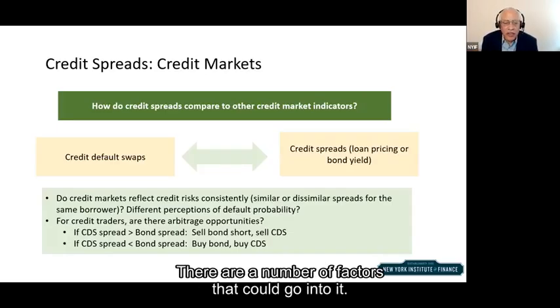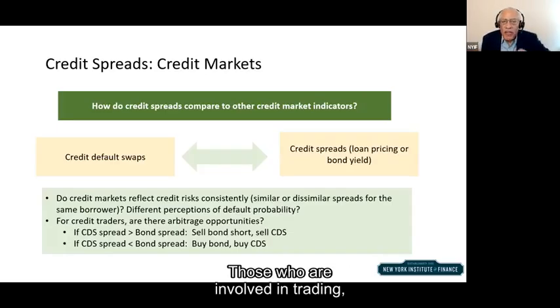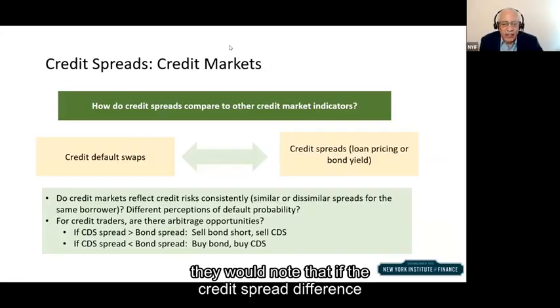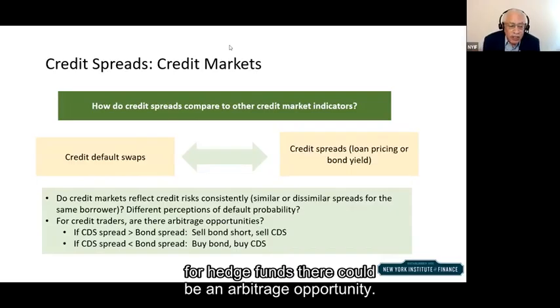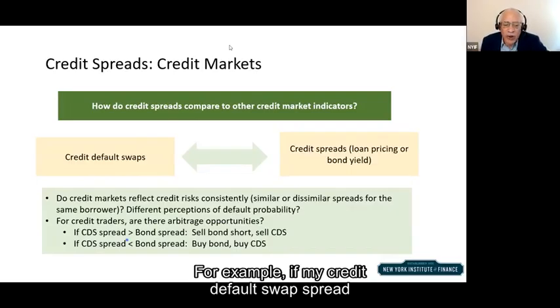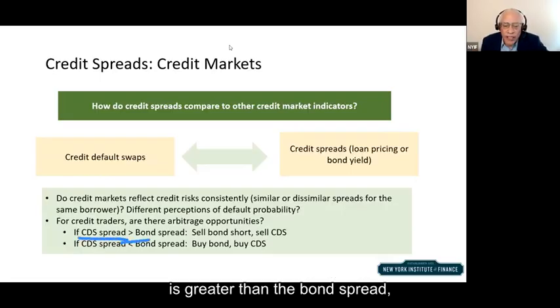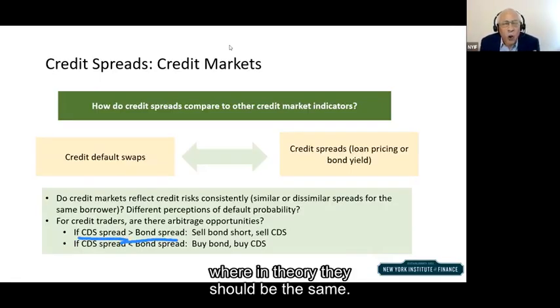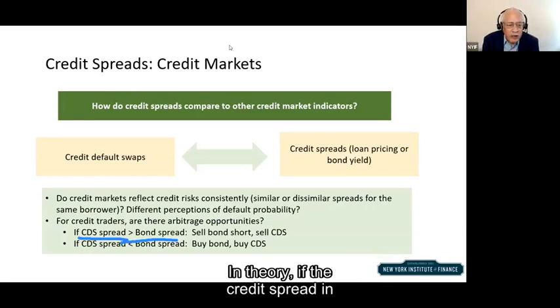So there are a number of factors that could go into it. Those who are involved in trading would note that if the credit spread differs, for hedge funds there could be sort of an arbitrage opportunity. So for example, if my credit default swap spread is greater than the bond spread, where in theory they should be the same. In theory, if the credit spread in the credit derivatives market is 350 basis points, in the bond market is 325 basis points, it should be the same. Then there could be an arbitrage.